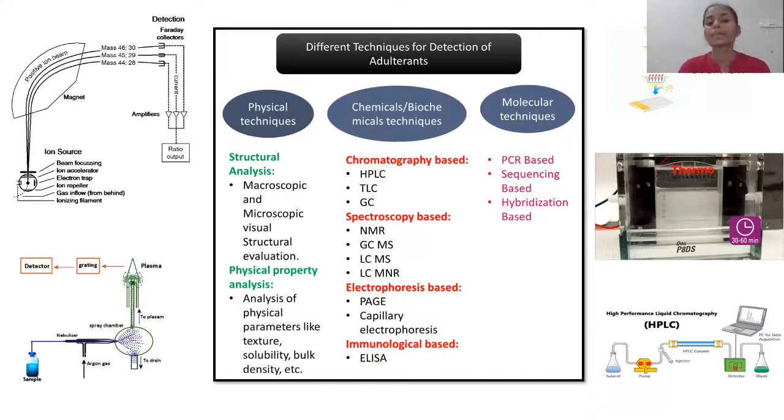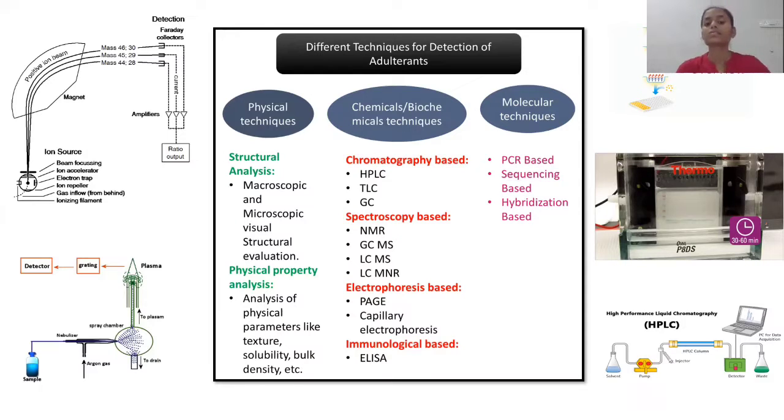When we talk about chemical techniques, they include chromatography based methods like HPLC, TLC, and GC, and also spectroscopy based methods like NMR, GCMS, LCMS, and LC-NMR techniques. The electrophoresis based methods include PAGE and capillary electrophoresis, and in the immunological base, it's ELISA.